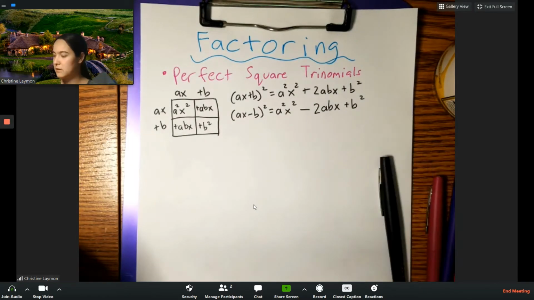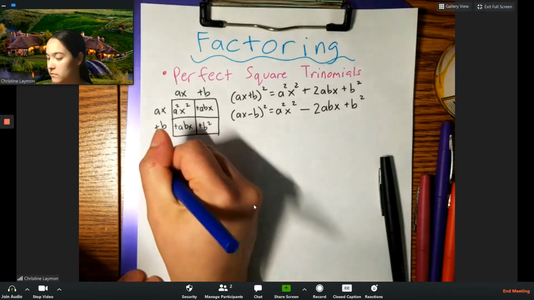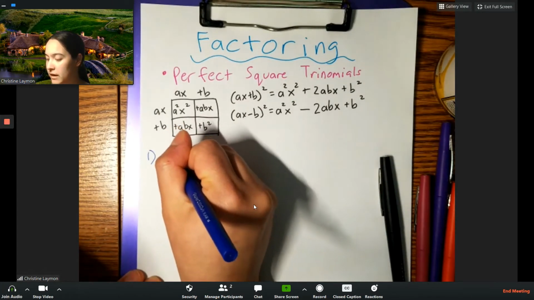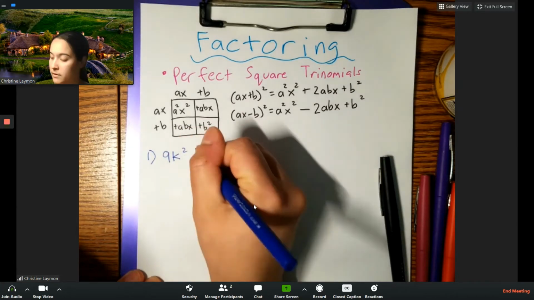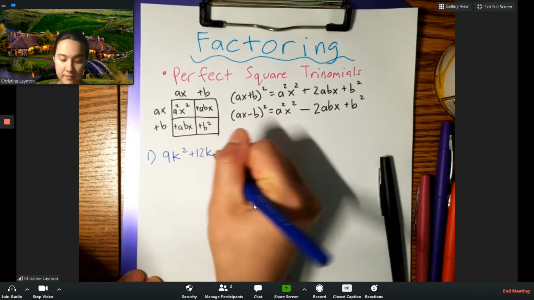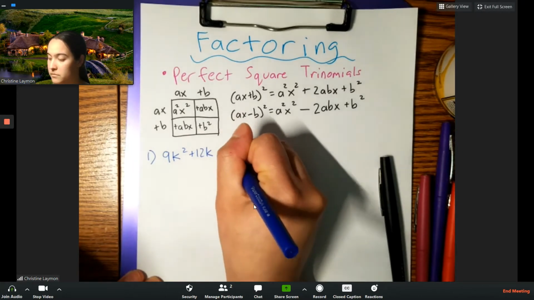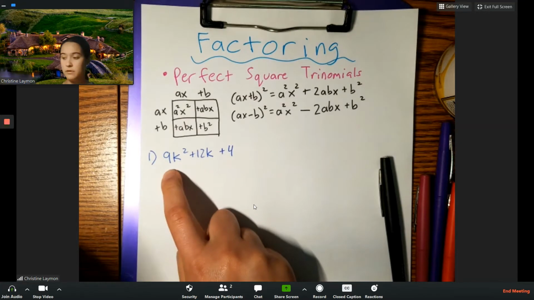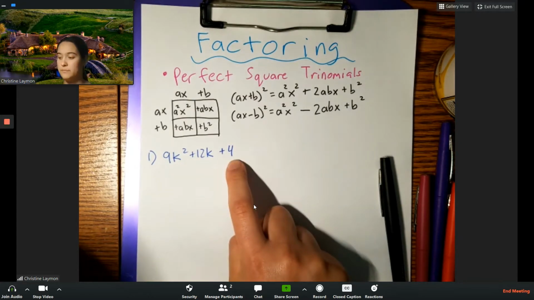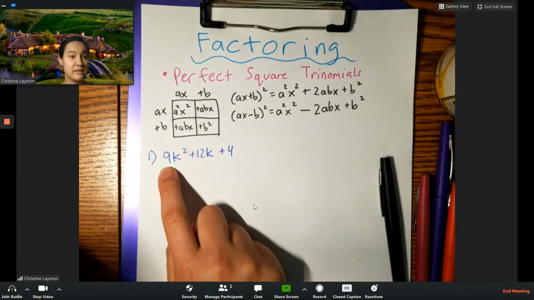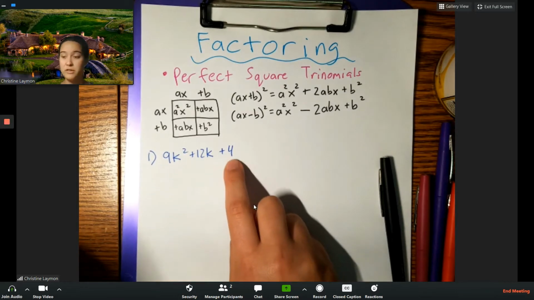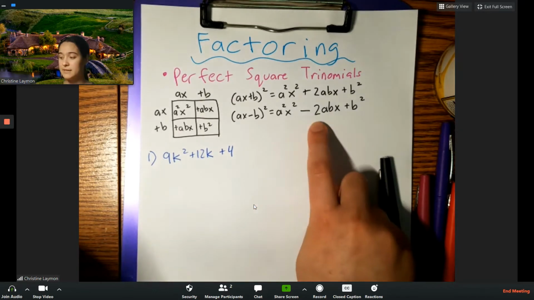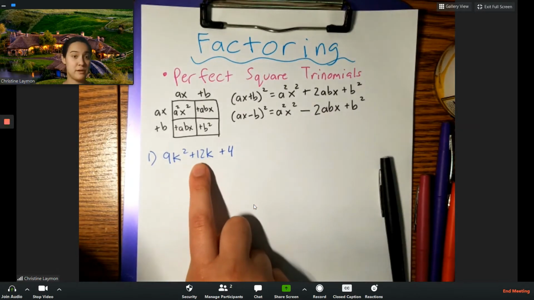So let's go ahead and take a look at an example. Looking at number 1 here, I'm going to do this with 9k squared plus 12k plus 4. First thing to check for, notice that 9 is a perfect square, 4 is a perfect square. The square root of 9 is 3. The square root of 4 is 2. 3 times 2 is 6, and 6 times 2 is 12.